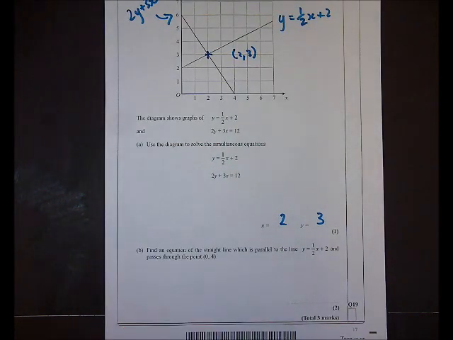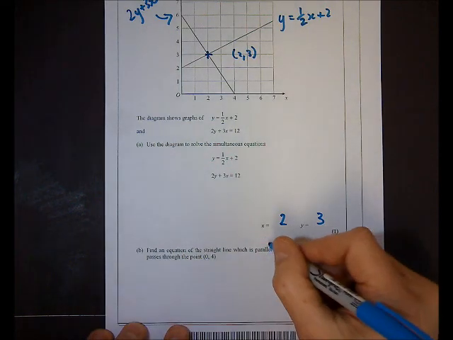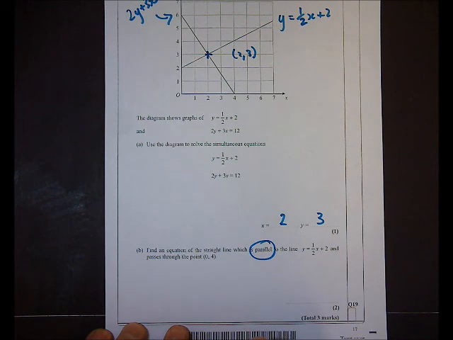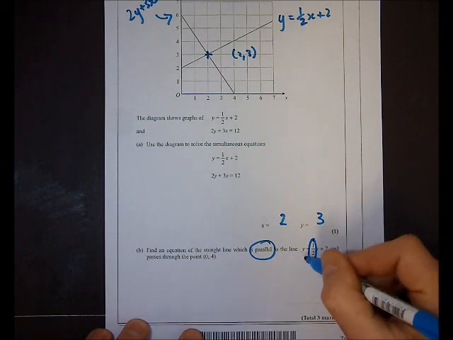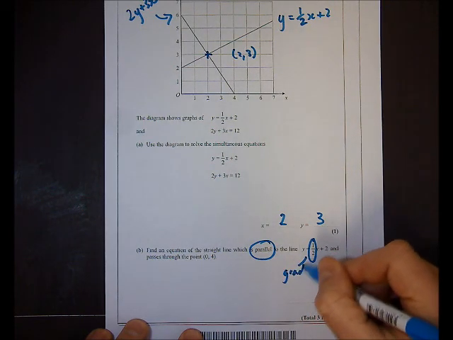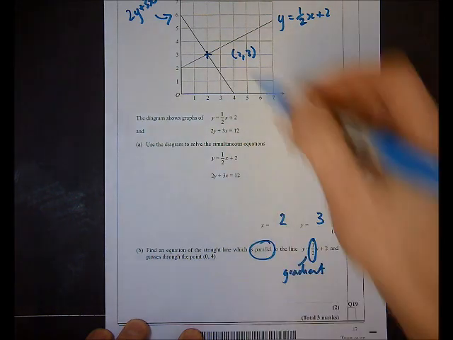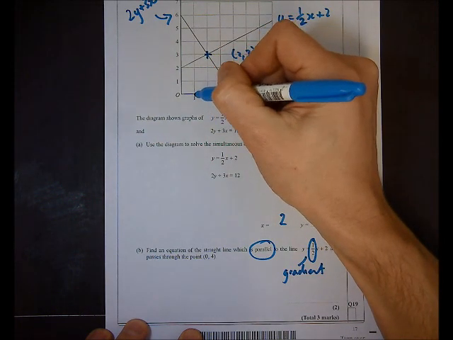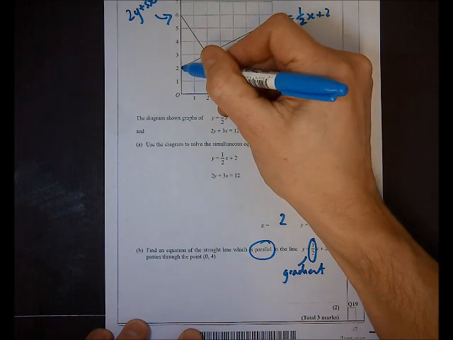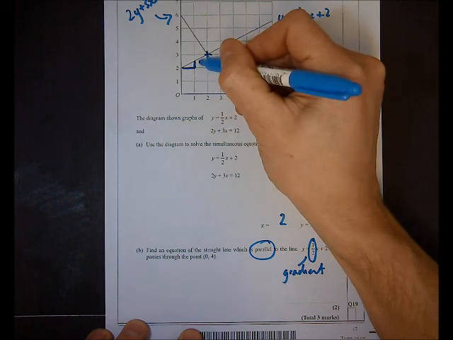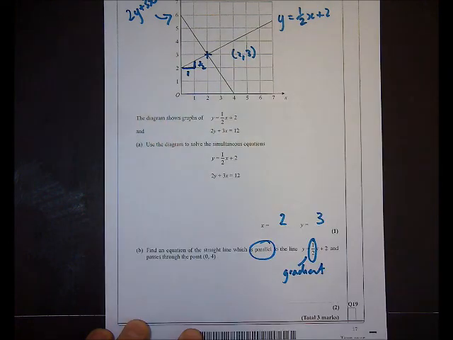In part B, I'm asked to find an equation of the straight line which is parallel to the line y equals a half of x plus 2. So if it's parallel, that means its gradient is the same. The gradient of this line is half. That's the gradient there, how steep the line is, which means that for every 1 unit across, I go up 1/2 of a unit. So that's a half, and I went across 1.